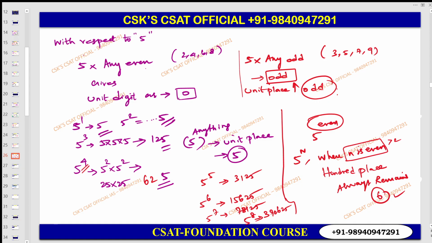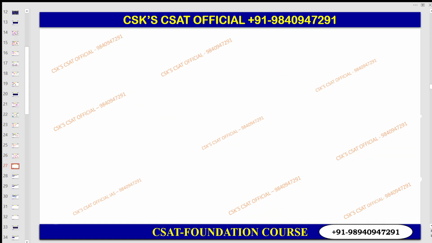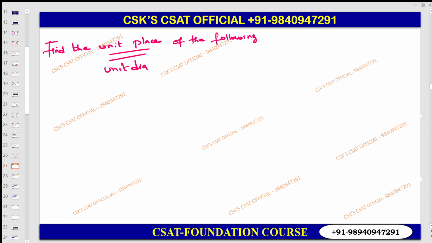So last question, I'm giving you the last question and then we will wind up. Now you guys try this question. Find the unit place or unit digit of the following: 1 power 1, 3 power 3, 5 power 5, 7 power 7, 9 power 9, into 1 power 1.